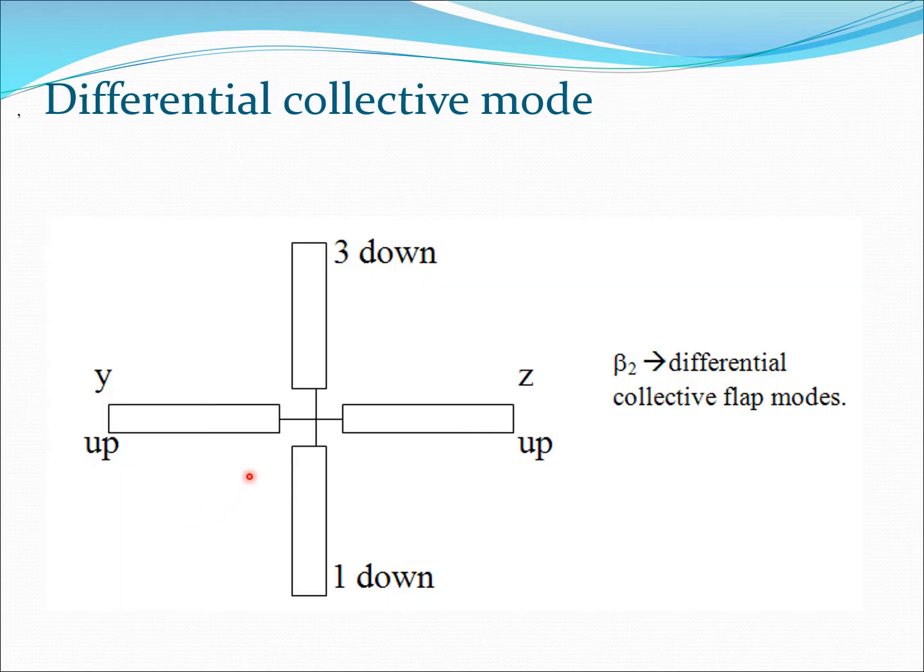So let's look at an example of the differential collective. So essentially what happens here is that two blades go up and two blades go down. So pictorially you can think of this as the differential collective mode. Now the remaining modes we are familiar with, for example beta 0, beta 1c, beta 1s, we have looked at those a long time before.